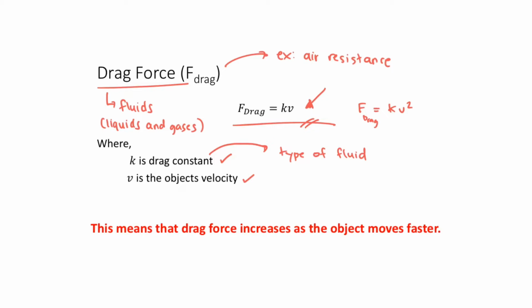For example, the drag constant of water is different from the drag constant of air because they are different types of fluids. Also, we could see in this equation that F drag is equal to kv, meaning that when our velocity increases, our drag force also increases. So once again, the drag force increases as the object moves faster. Let us now look at the next video to understand the application and the importance of drag force.